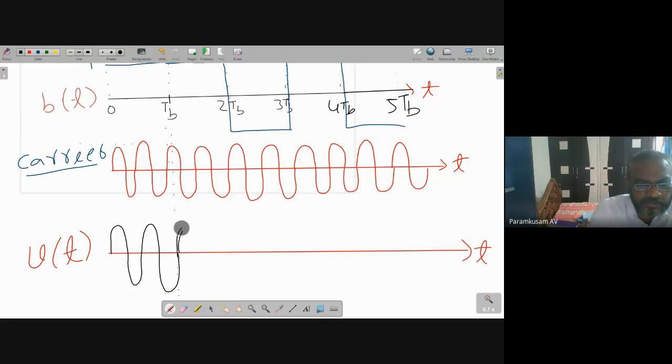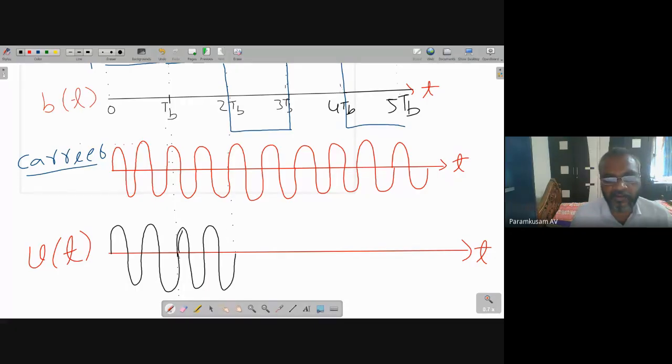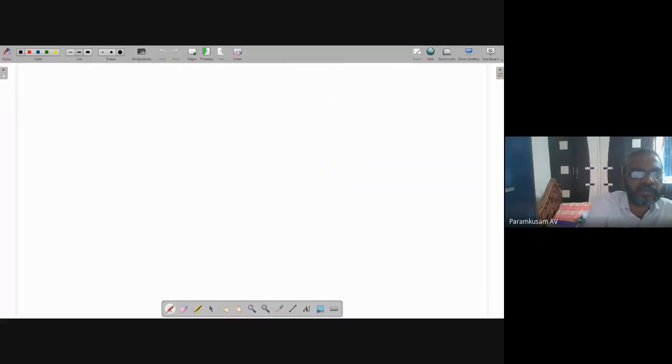So continuous, this is up to 2 TB. Again, from 2 TB to 3 TB, b of t is equal to logic 0. When b of t is logic 0, v of t is minus root 2 ps cos omega naught t. Can you draw the cos omega naught t?